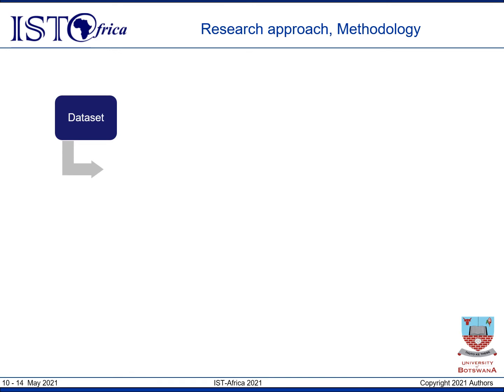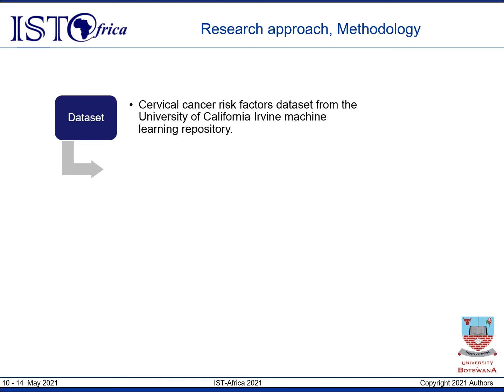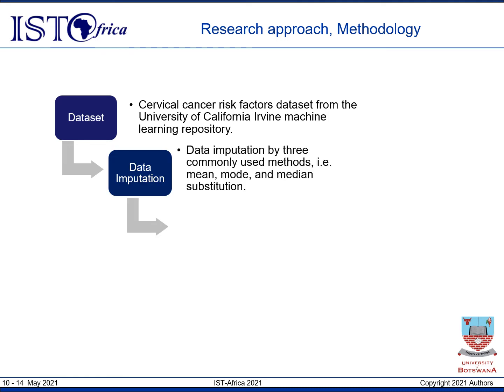First, a dataset, that is the Cervical Cancer Risk Factors dataset from the University of California Irvine Machine Learning Repository. This dataset contains the medical history or medical records of patients who visited a gynecology unit at a medical facility in Venezuela. There are 32 input features and 4 target variables. We also utilized 3 commonly used data imputation methods, that is mean, mode, and median substitution.